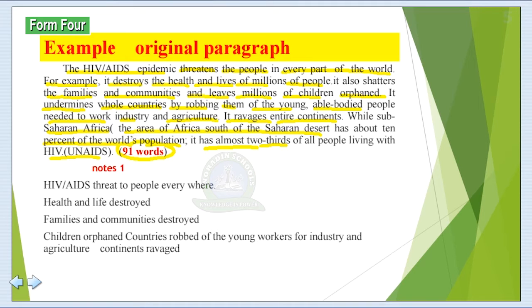Countries robbed of the young workers for industry and agriculture. Continents ravaged. It means affected. So this is the note. HIV threatens people in every part. Health and life destroyed. Families and communities destroyed. Children orphaned. Countries robbed of the young workers for industry and agriculture.